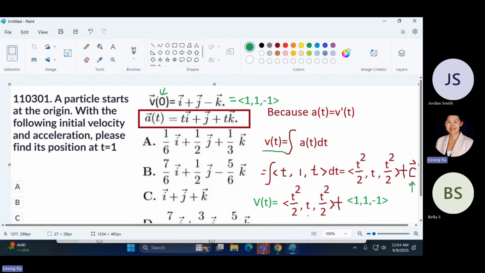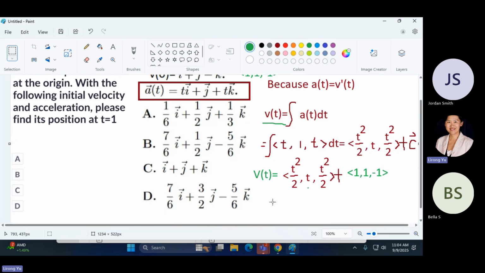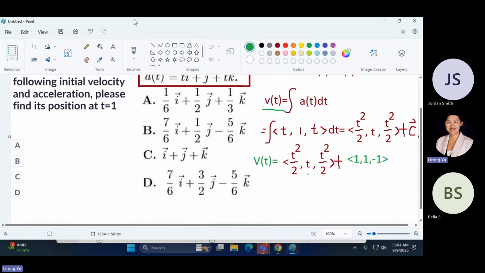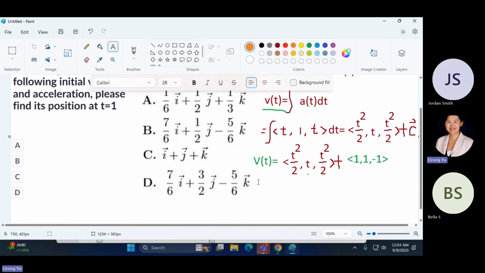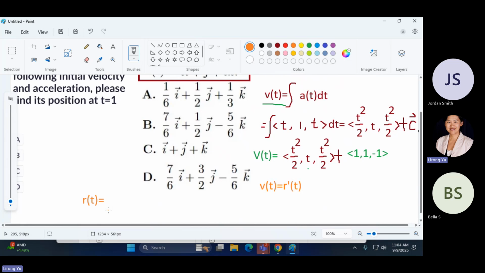But that's not the position function yet. To find the position function, we have to do another integral. We know that the velocity function is the derivative of the position function. So according to what we know, v(t) is equal to the derivative of r(t), and the position function is normally denoted as r(t). So to determine the position function, we have to do an integration. r(t) equals the integral of v(t). v(t) is a derivative of r(t), so r(t) is the integration of v(t).